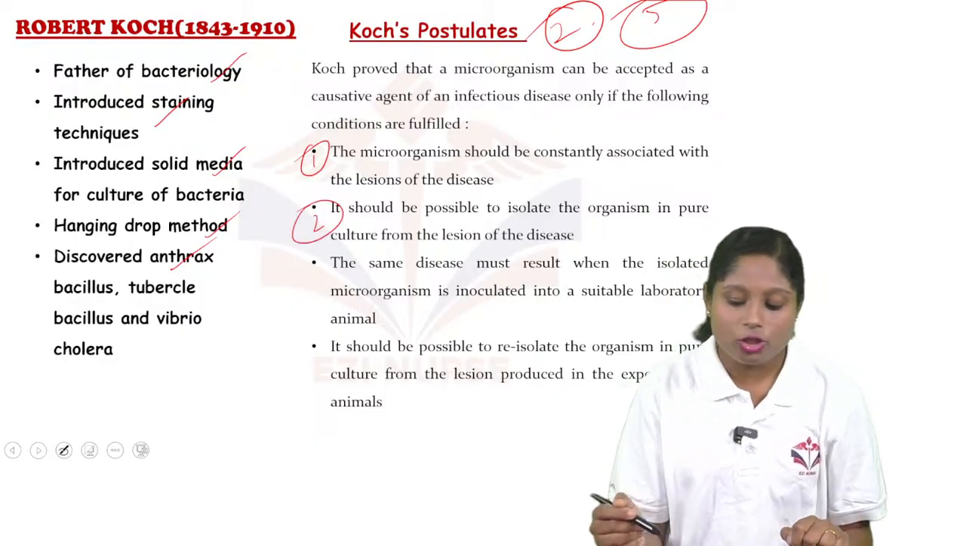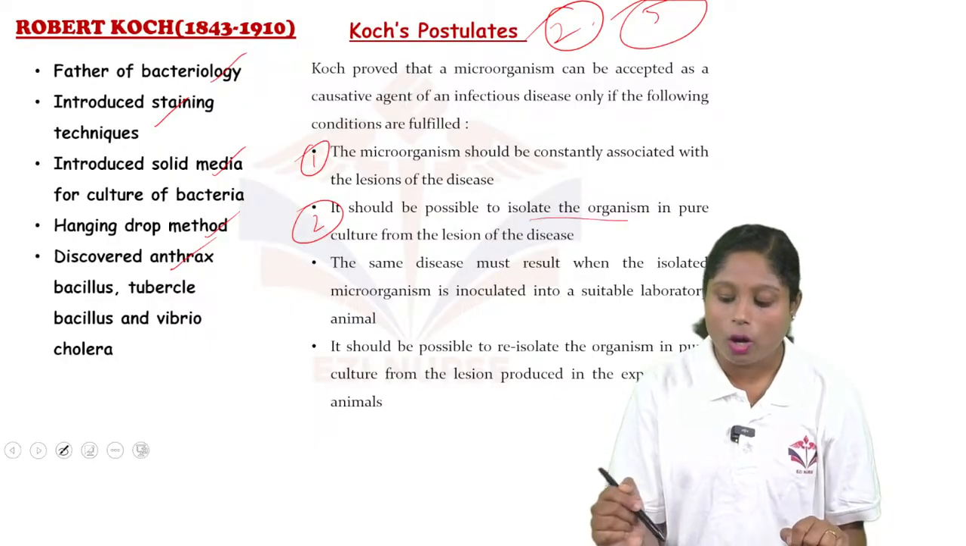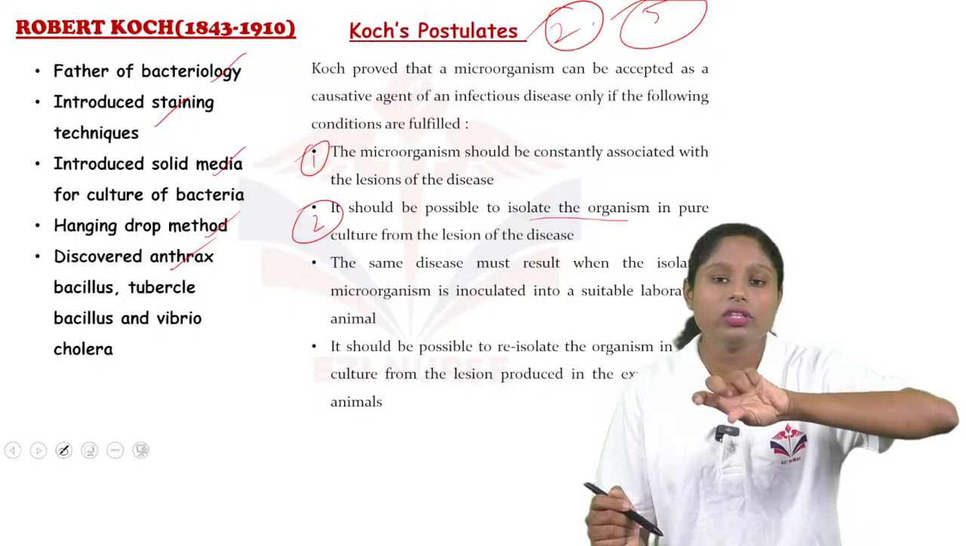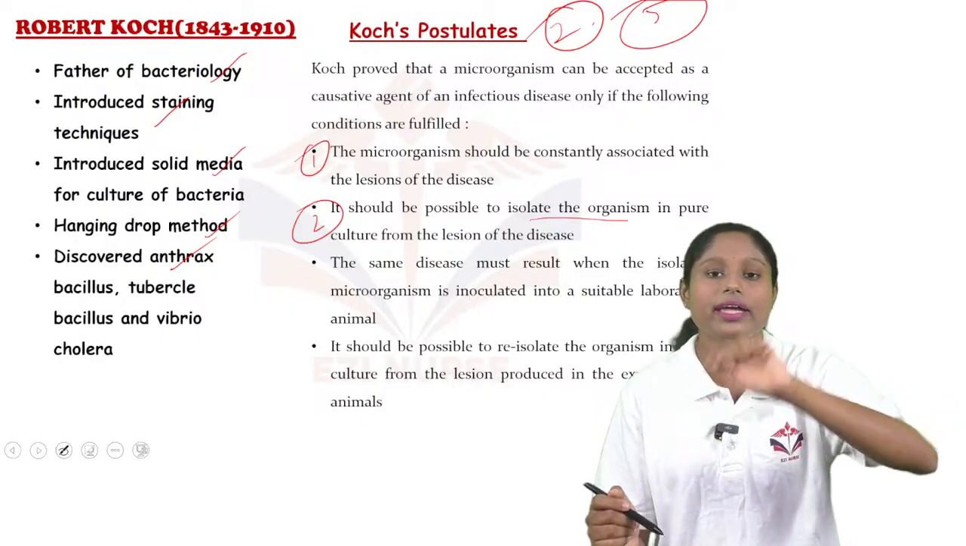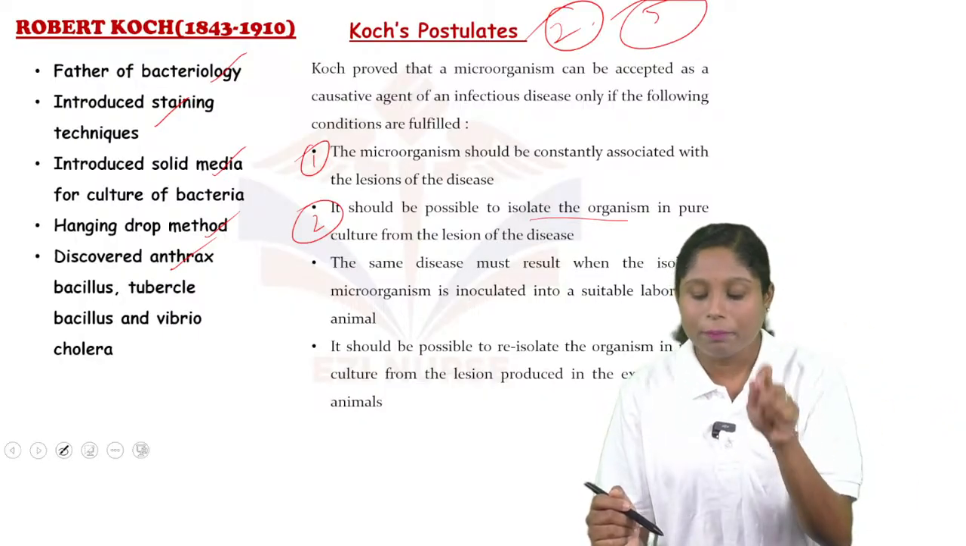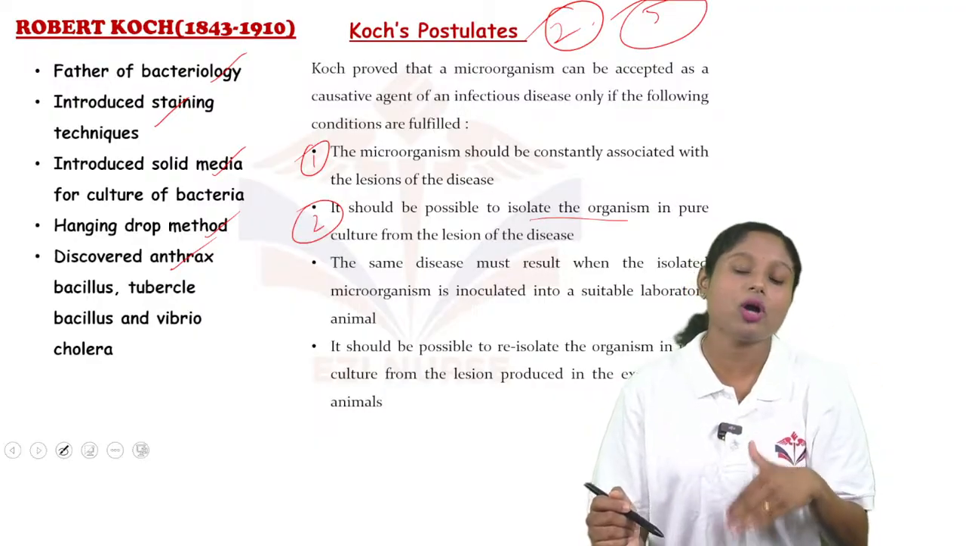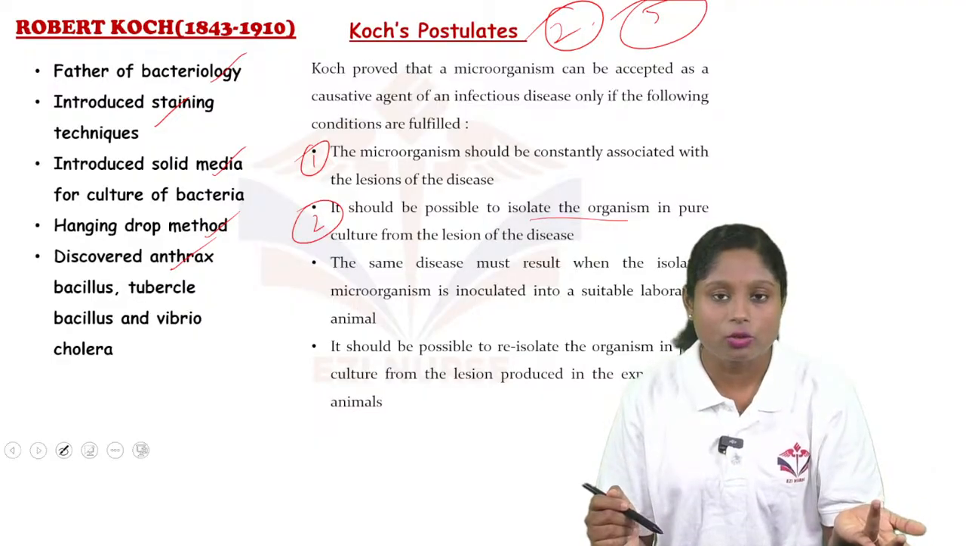Next one is: it should be possible to isolate the organism in pure culture from the lesion of the disease. We take a sample from the lesion, and if we do a pure culture and are able to isolate the organism, then it is related to that disease.